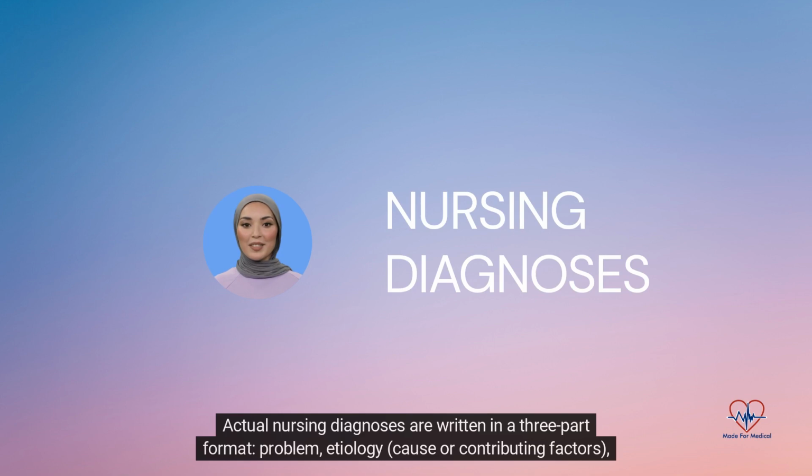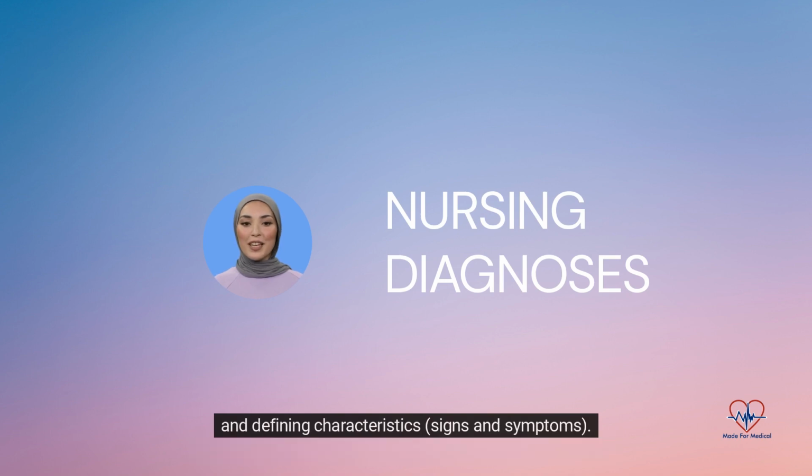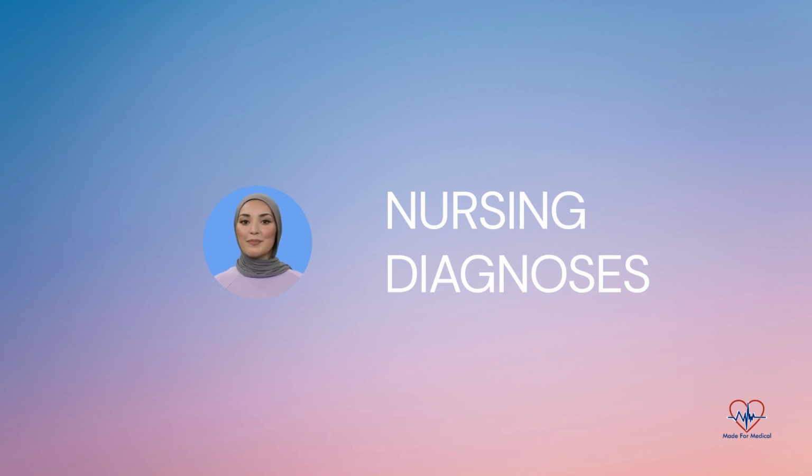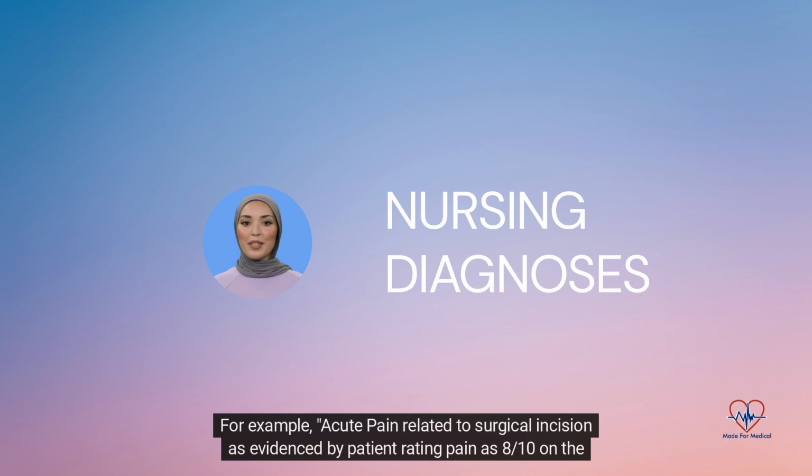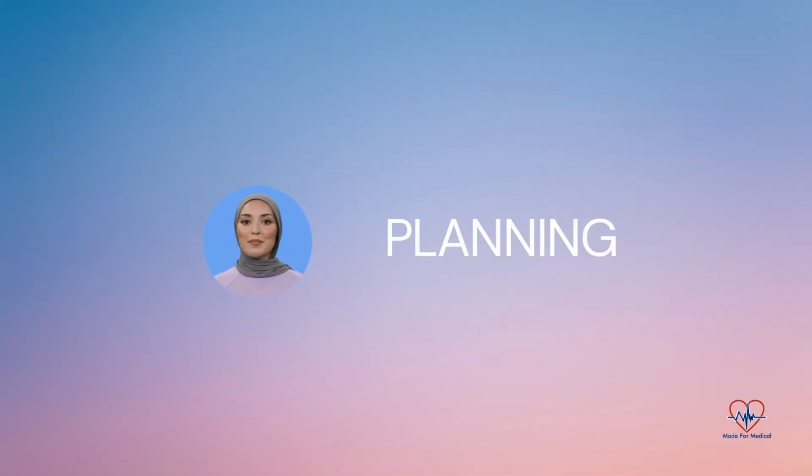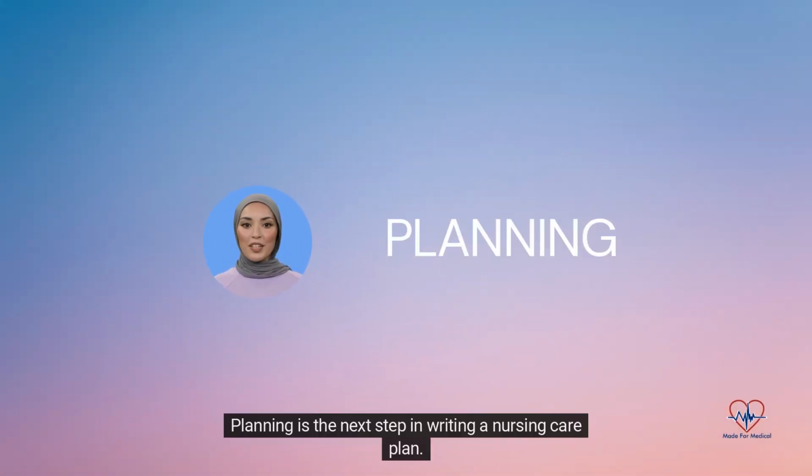Actual nursing diagnoses are written in a three-part format: problem, etiology (cause or contributing factors), and defining characteristics (signs and symptoms). For example, acute pain related to surgical incision as evidenced by patient rating pain as 8/10 on the pain scale. Planning is the next step in writing a nursing care plan.